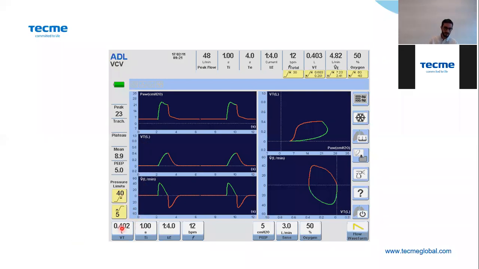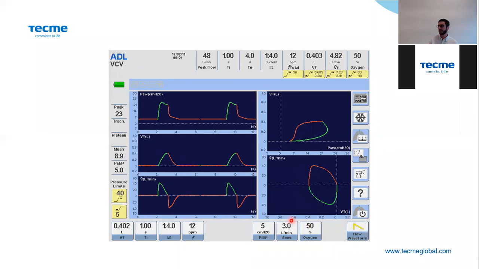Okay, so here you have all the set parameters, all the parameters that the user must set. The first one is the tidal volume. This is the volume that the ventilator will deliver each breath. Here you set the inspiratory time and the frequency.